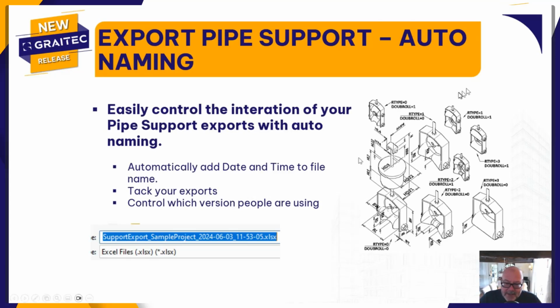Now, one of the things that we did is we looked at the fact that the export was just called a support export. It didn't really give us much intelligence over how we named it. You would have to go in and manually change the name all the time. Now what we've got is the ability to add the project name, time and date, so you don't have to do any work. You just go export. It will auto-name it, and you can then control how your revisions are working. You can basically see what file someone's got open.